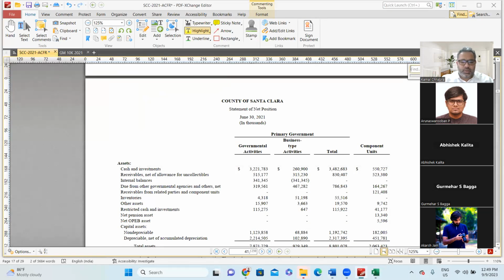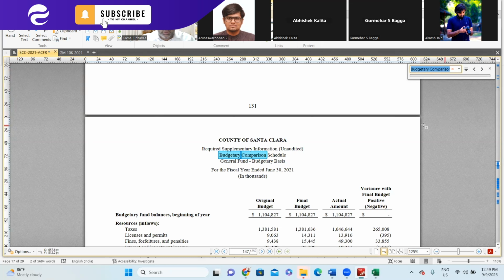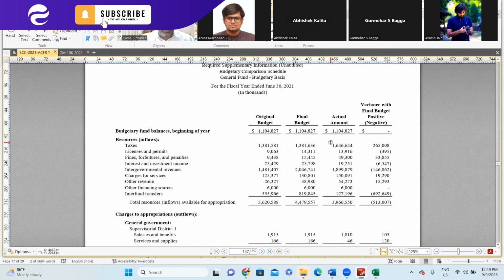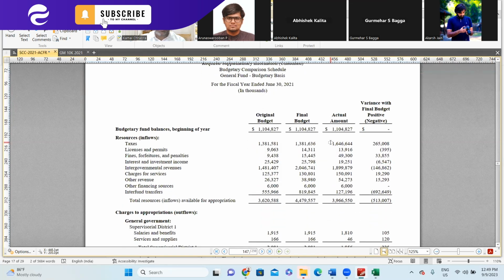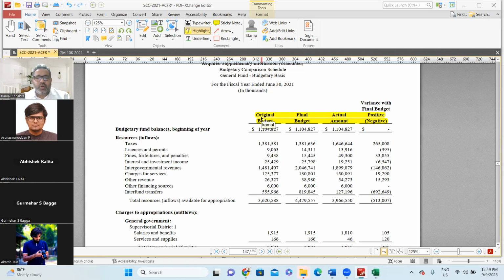If you see here, this is the budgetary comparison statement. It shows budgetary fund balances at the beginning, original budget, final budget, and actual amount, all three together. The original budget is what you budgeted at the start of the year. Then, during the year, you might have seen certain changes, based on which you revised the budget, which is considered your final budget. And then you compare that with the actual.